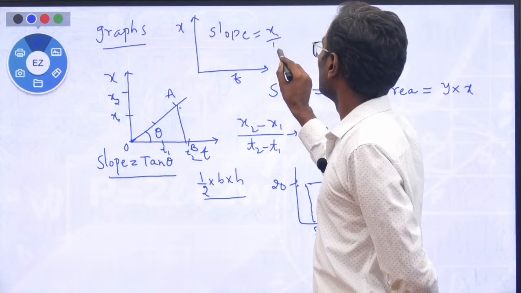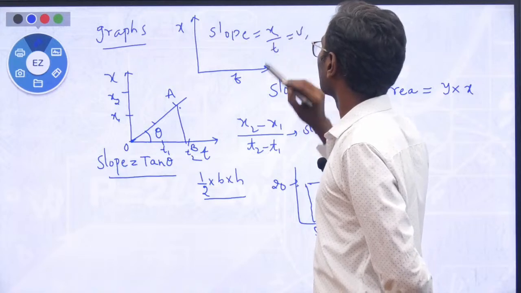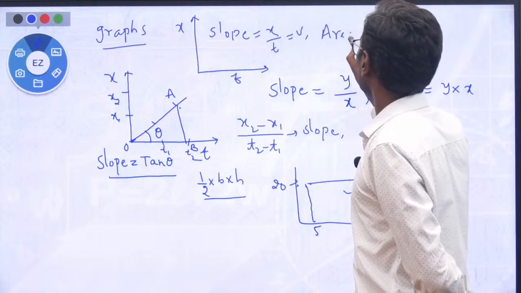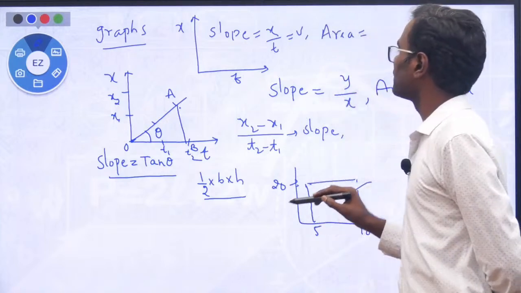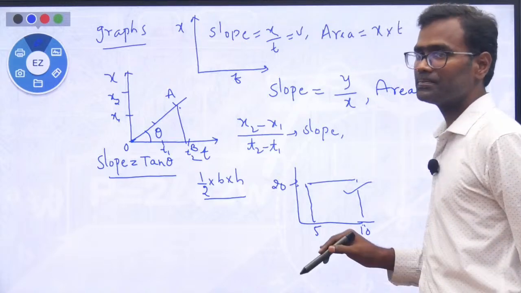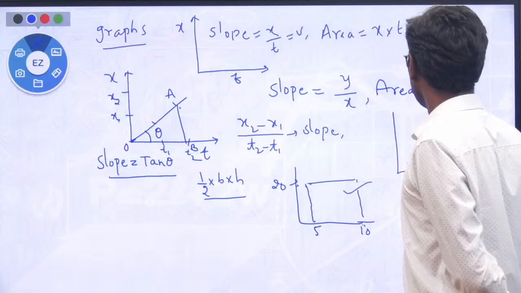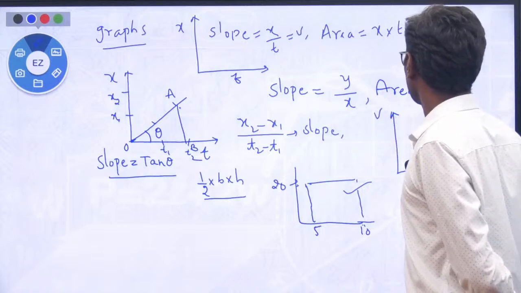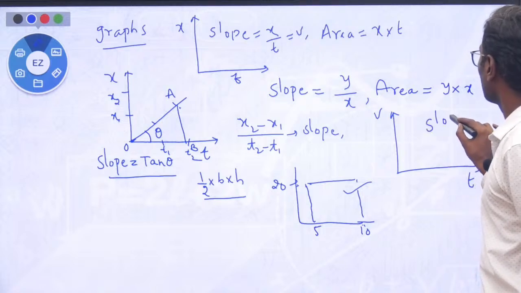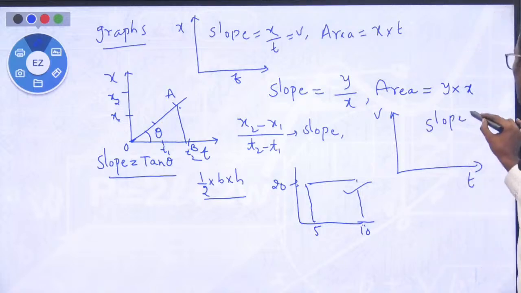x by t gives velocity. So next, area under the graph. Area under the graph gives x into time. If it is a velocity time graph, then what is the slope of the velocity time graph?